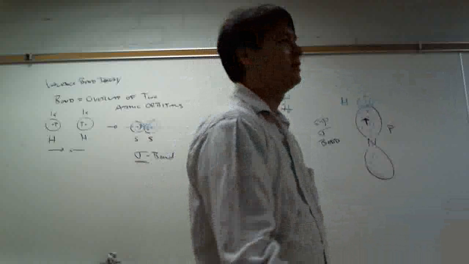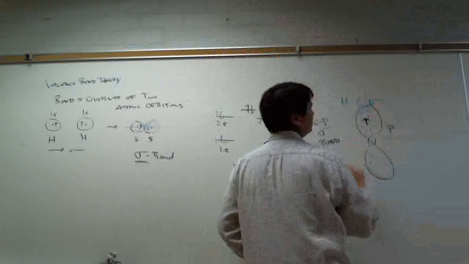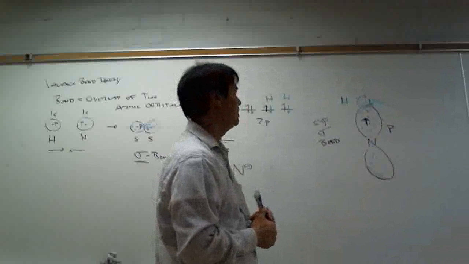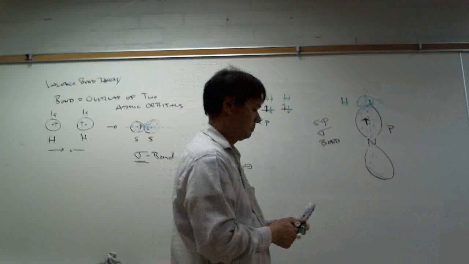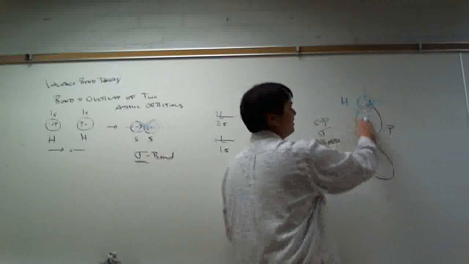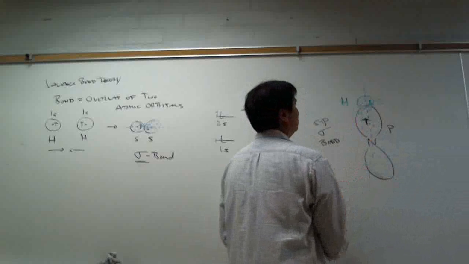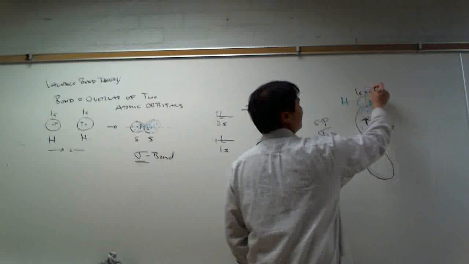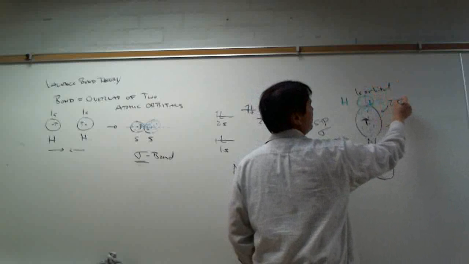Does that make sense? Why isn't it a 2sp sigma bond? Because you have two hydrogens? Those are two bonds, right? This is one bond. This circle here is a 1s orbital, and this dumbbell is a 2p orbital.